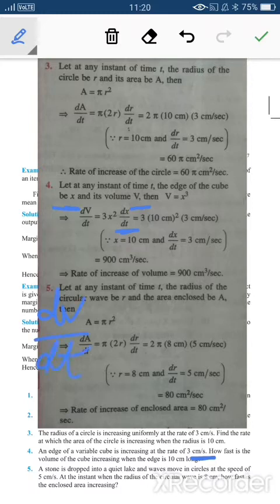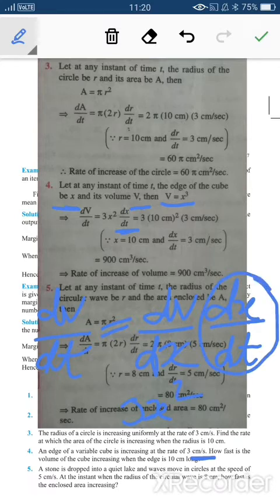So dv by dt can be written as dv by dx into dx by dt. This is according to the chain rule. What is dv by dx now? As v is equal to x cube, dv by dx is equal to 3x square. And what is dx by dt? This is given to us. In the question the edge of the cube is increasing at the rate of 3 centimeter per second, so it is given 3. So it becomes 9x square, right?